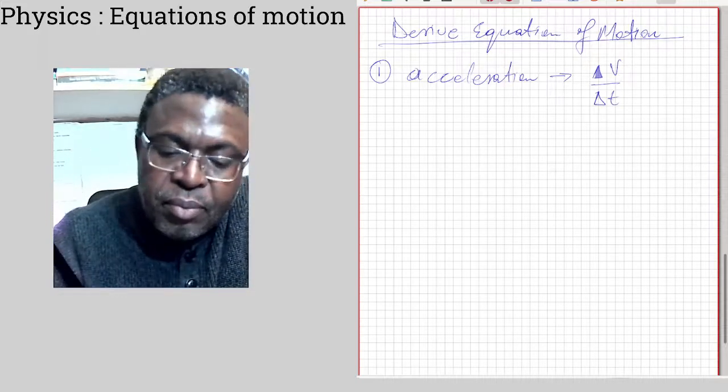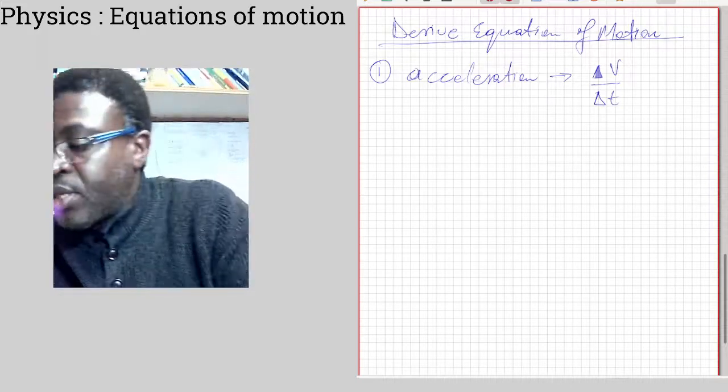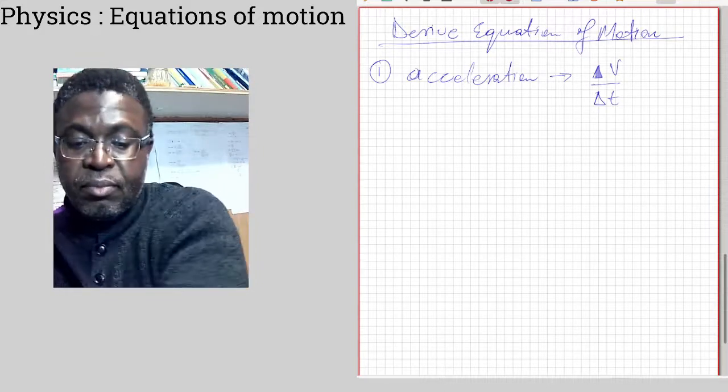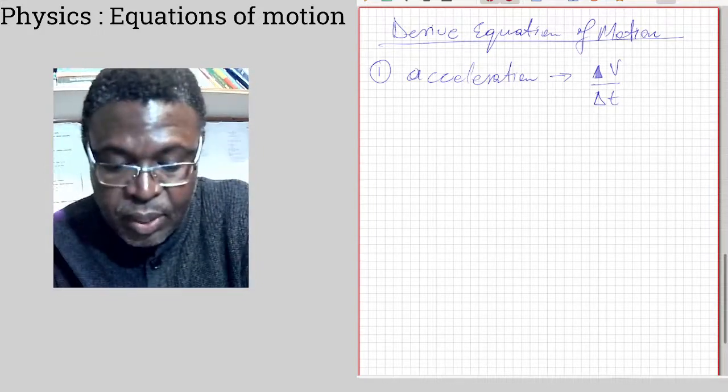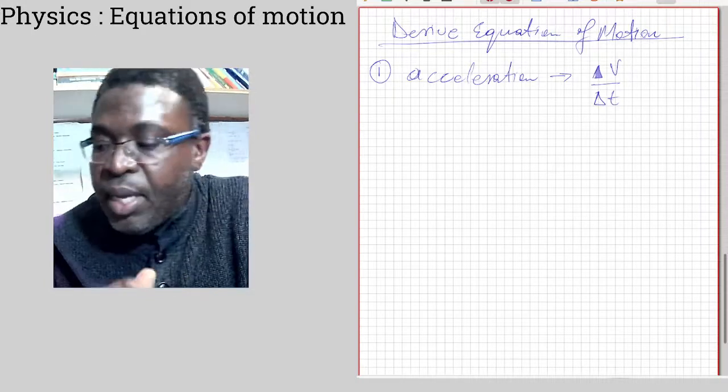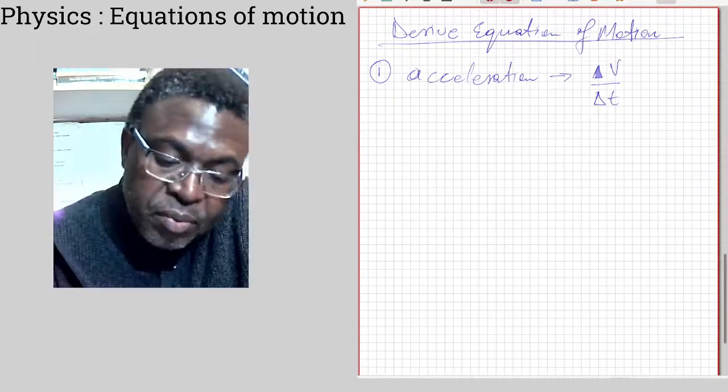Now, we are going to work with this equation of motion. This first one. We are going to do magic out of it. Number 2.